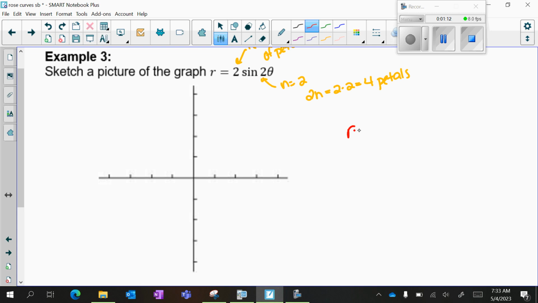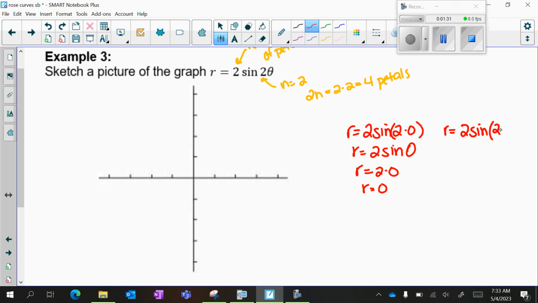So r equals 2 sine 2 times 0. 2 times 0 is 0. Sine of 0 is 0, which gives me 0. So that doesn't help me. So now I'm going to try pi over 4. 2 sine 2 times pi over 4, because it's 2 theta. So r equals 2 sine, this is 2 pi over 4, which is the same thing as pi over 2.